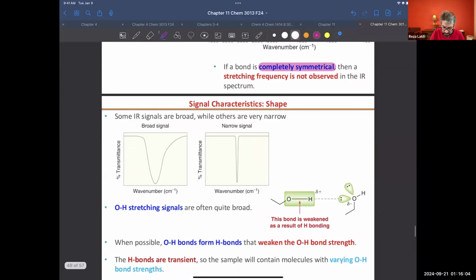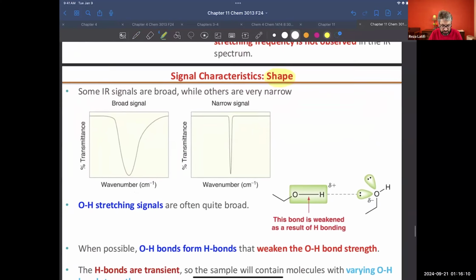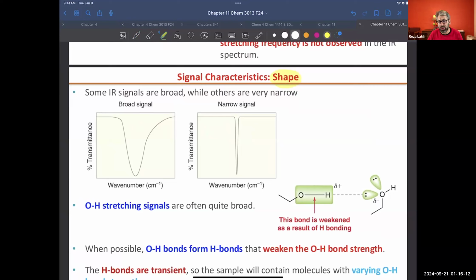Now, the next one is going to be the shape of the peak. If you have a molecule involved in hydrogen bonding, it is going to make the OH or NH or FH bond bigger or smaller. Listen carefully, bigger and smaller. The size of this bond keeps changing a lot. So you will have a big range for OH. Why do I keep saying that it's going to change? Because the lone pair will be donated to hydrogen.